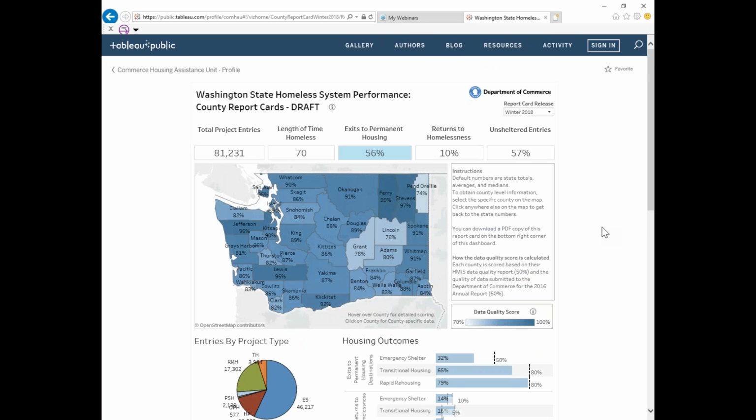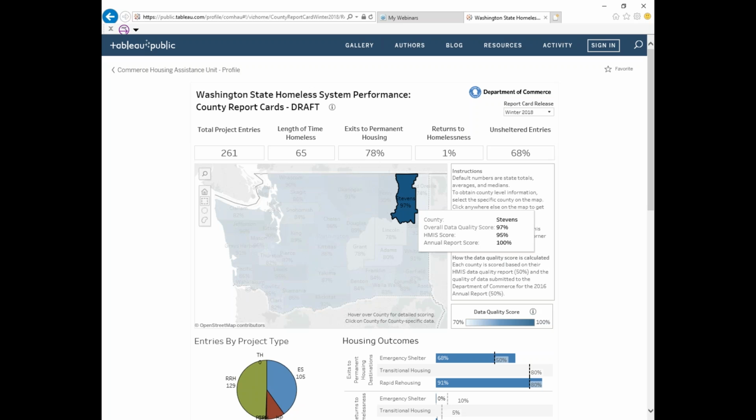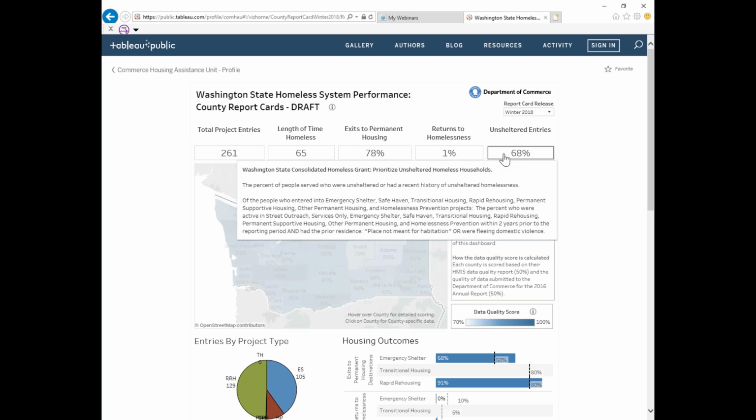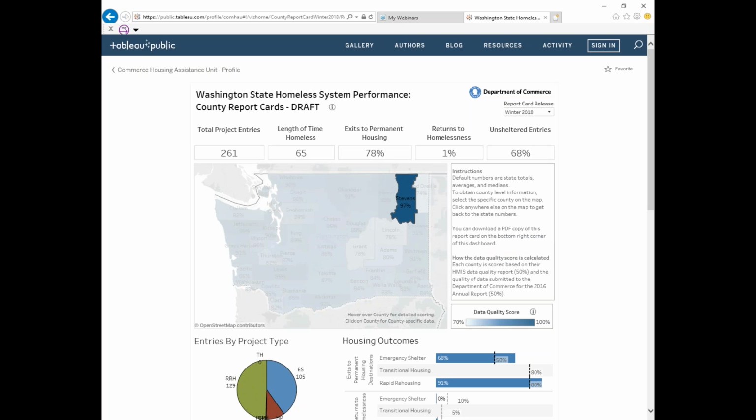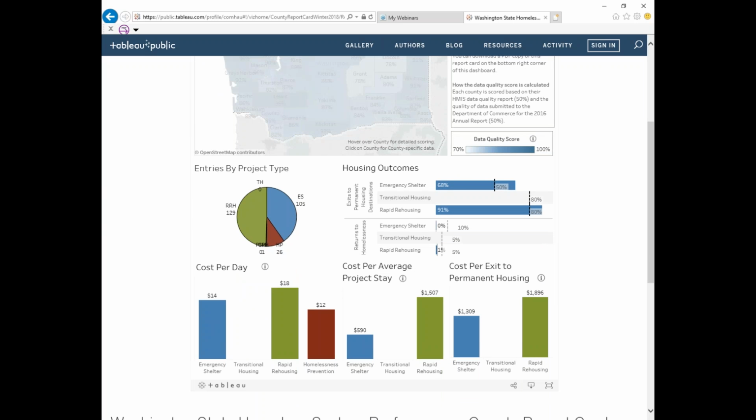So how you would look at just your county is you'd go to the map and click on your county. I'm going to look at Stevens County for an example. So you can see all of this changed. Now this is just the performance data for Stevens County. And if you scroll down, you can see that everything else also filtered to Stevens County. They don't have a transitional housing project, so there's no data here. So this is what gives you the customized report just for your county.